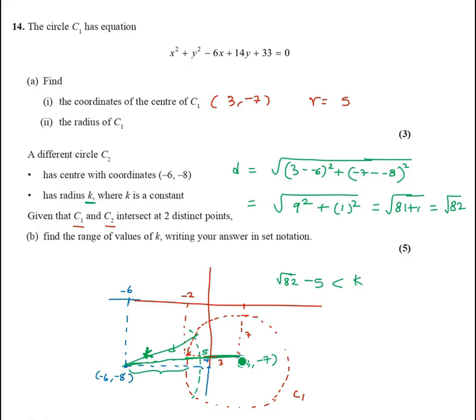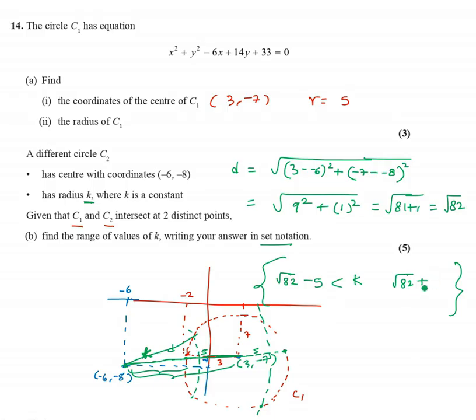And if we consider the farthest point, the radius of the big circle C1 is 5, so 5 plus 5 is 10. So we have √82 plus 5. Okay, now we have to give the answer in set notation. So for this end you can write {k : √82 - 5 < k}, so k is greater than this, and then we use the intersection sign, and then {k : k < √82 + 5}, so k must be less than this.